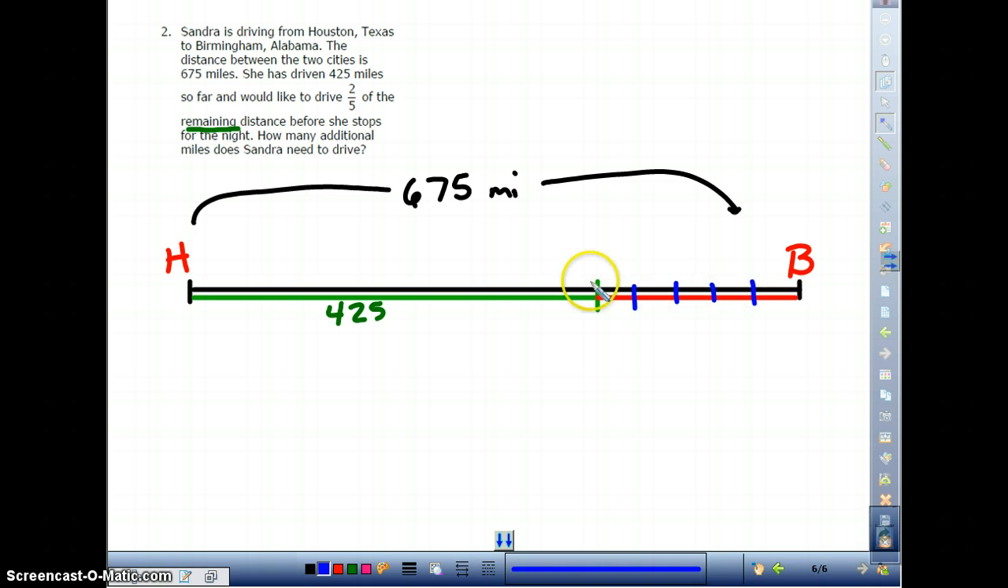Okay? It's divided into 5 equal pieces. She wants to drive another 2/5 from here to here. That's how far she wants to drive before she stops for the night. They want to know how long is this blue piece right here. All right, we'll take that length of that red stretch of road, divide it into 5 pieces, multiply by 2. Easy enough.